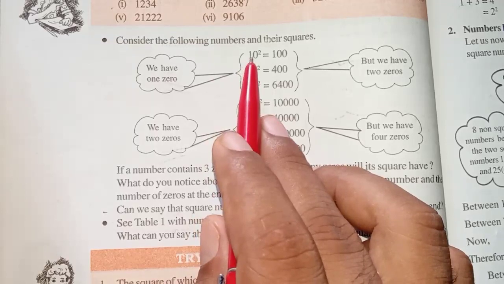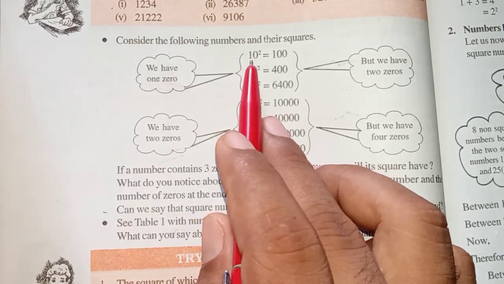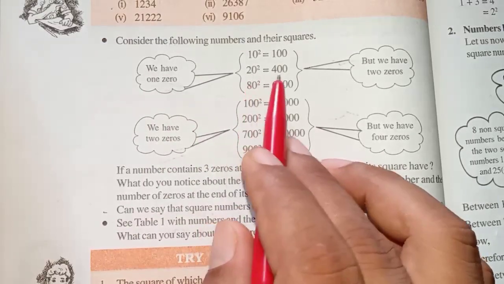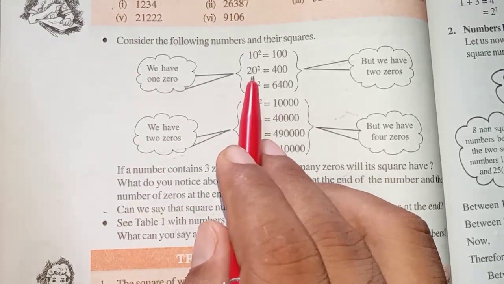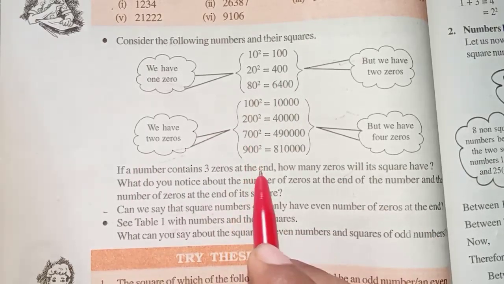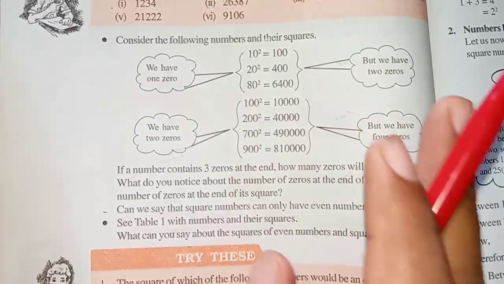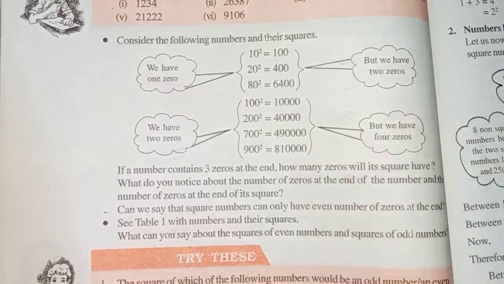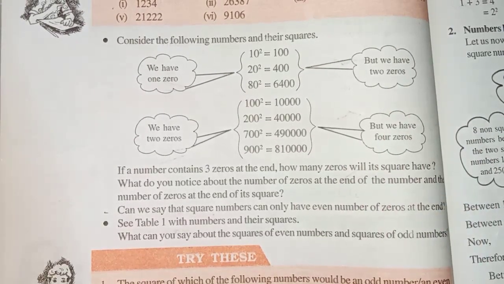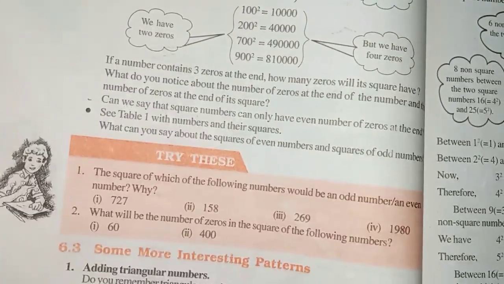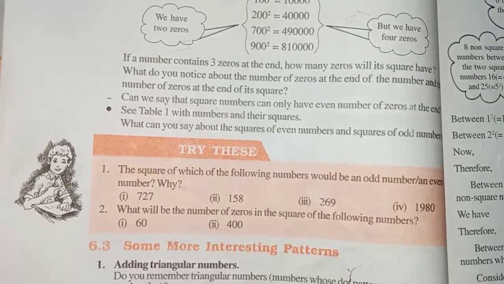If zeros are given in numbers, means if you need to have the square of 10, it is 100. Square of 20 is 400. So if there is one zero, in the square you can get two zeros. If there are three zeros, there will be six zeros in the square. It means the counting of zeros will be just double. So again we have a try this exercise based on this.